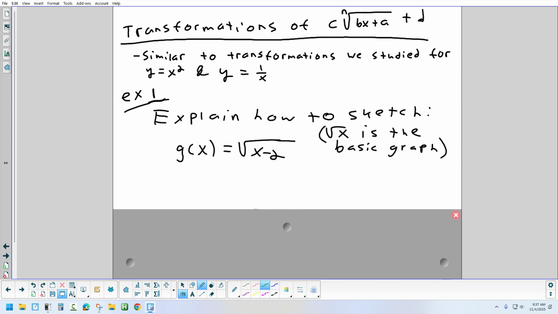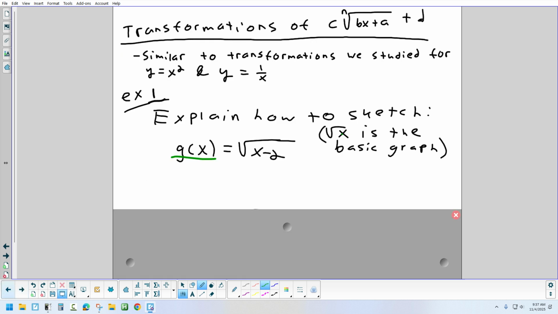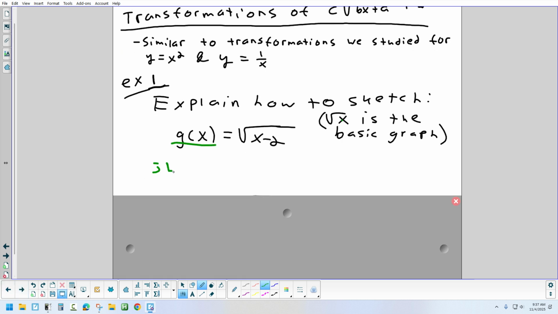What is happening to this to change it into that? Shift 2 spots to the right. It's going to shift 2 units, and if we're not sure, we can go back and look. It's got a minus. Minus means it shifts to the right. Yep. So shift 2 units to the right.